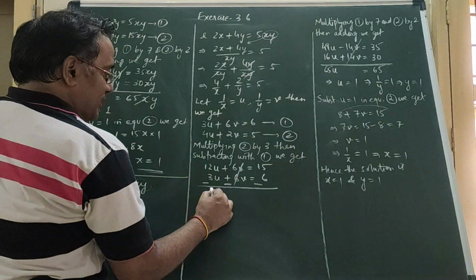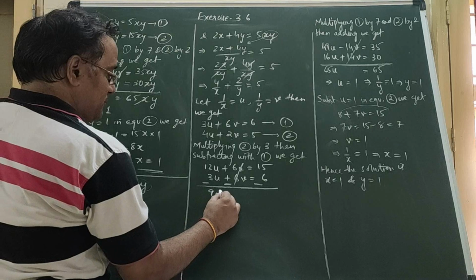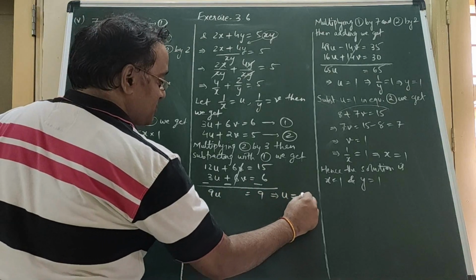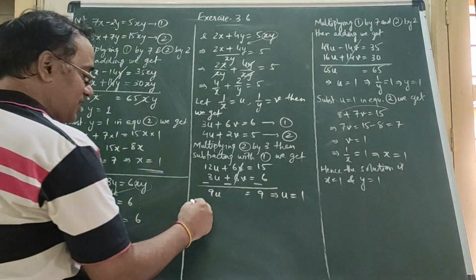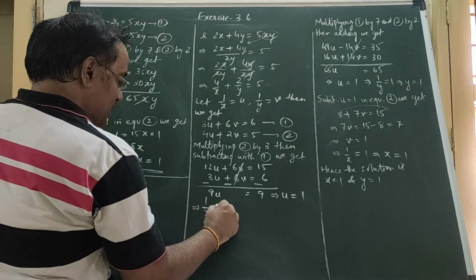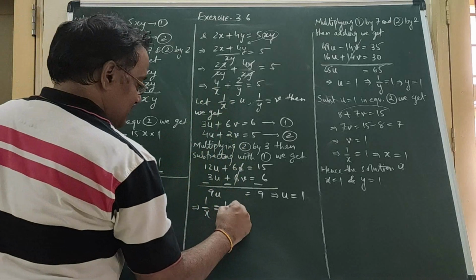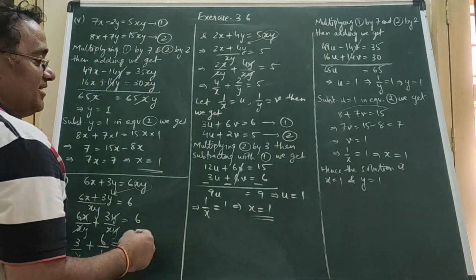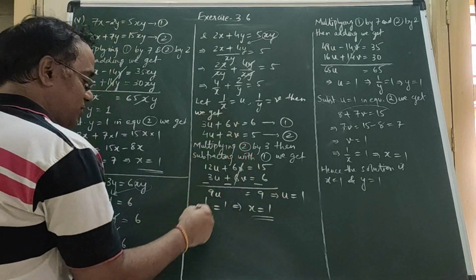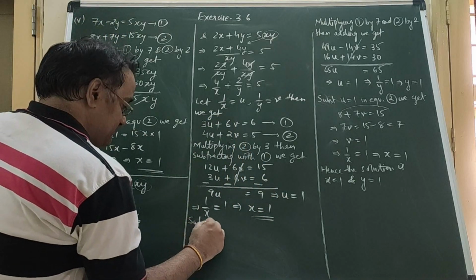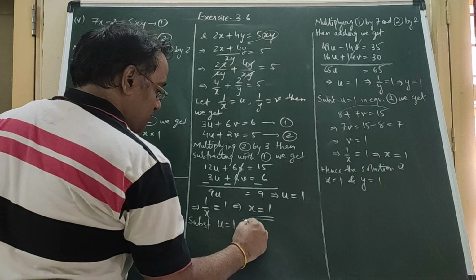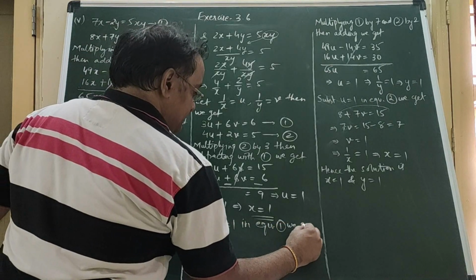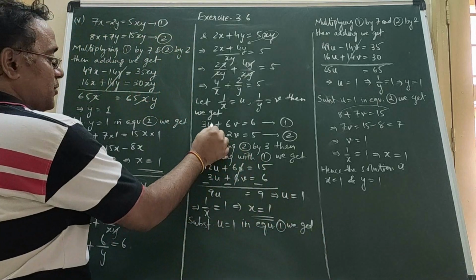So what we are going to get here, 9u, यहाँ पर भी 9 मिल रहा है, that means u is equals to 1. Okay, what was u? 1 upon x. So x is equals to 1 मिल गया हम लोग को, right? Now we'll substitute u in first equation. Substitute u is equals to 1 in equation 1. We get in this equation.